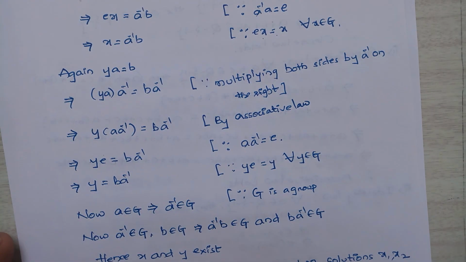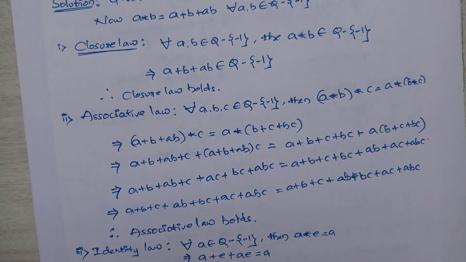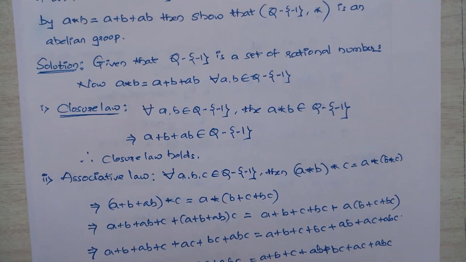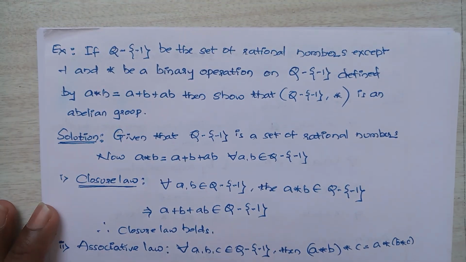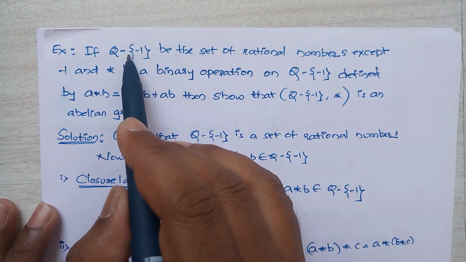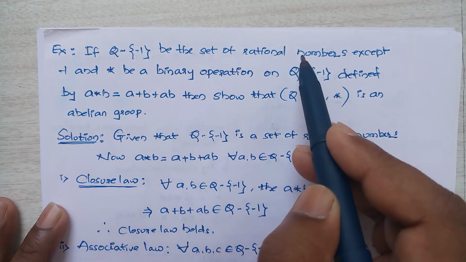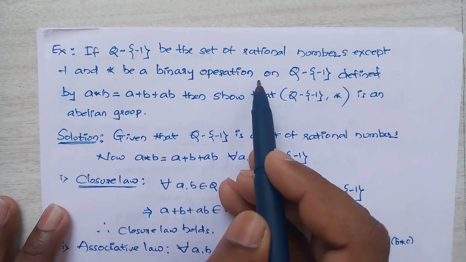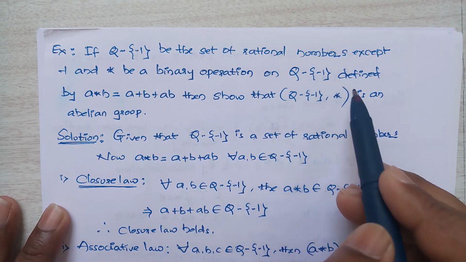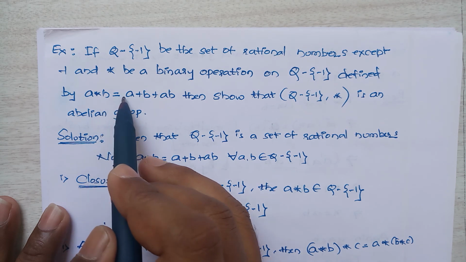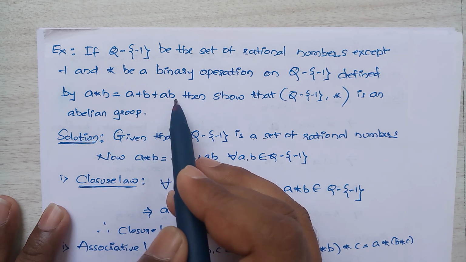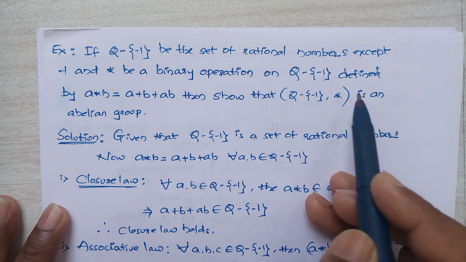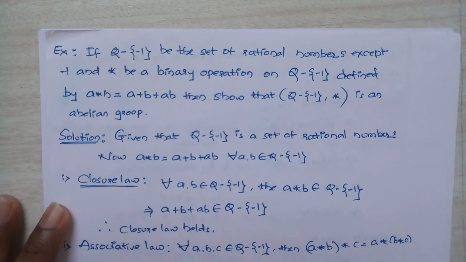So next, let me see another example. If Q minus of 1 is the set of rational numbers except minus 1, and star is a binary operation on Q minus of 1 defined by a star b is equal to a plus b plus ab, then show that Q minus of 1 star is an abelian group.